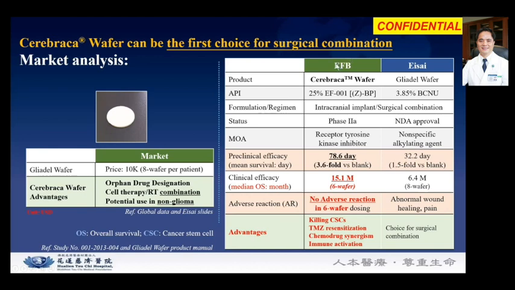So we started to develop this new drug with minimized side effects. We call it the cell breaker wafer, which contains 25% of the API EF001, which is a small molecular natural compound. The implantation method of this cell breaker wafer is similar to the Glioma wafer. Now the US FDA and the Taiwan FDA have approved the two-way trial. And the target for this new drug is the receptor tyrosine kinase inhibitor.